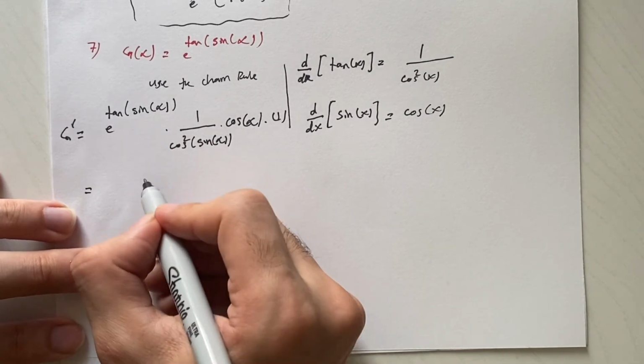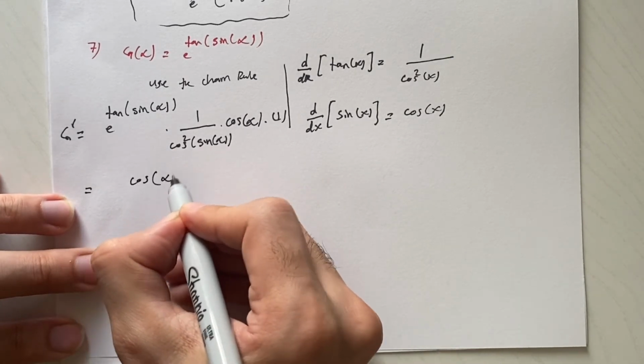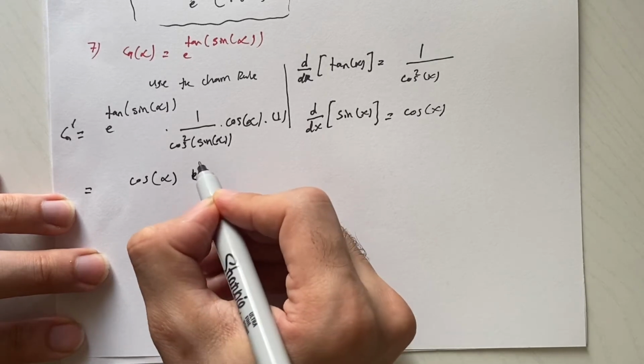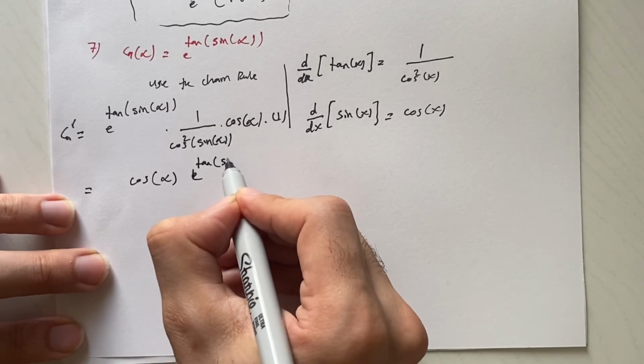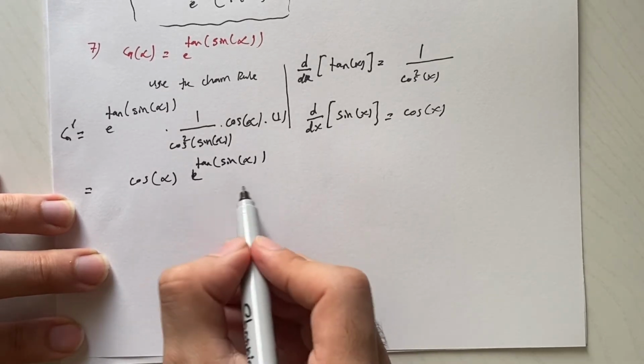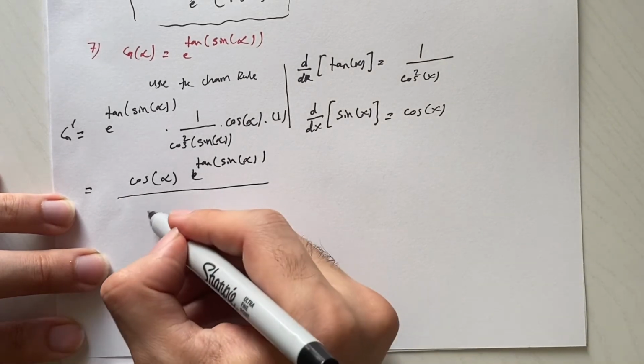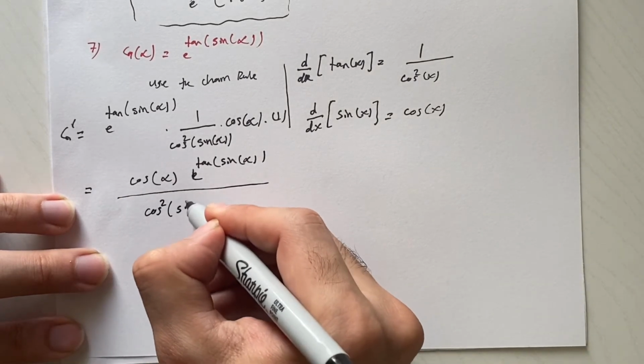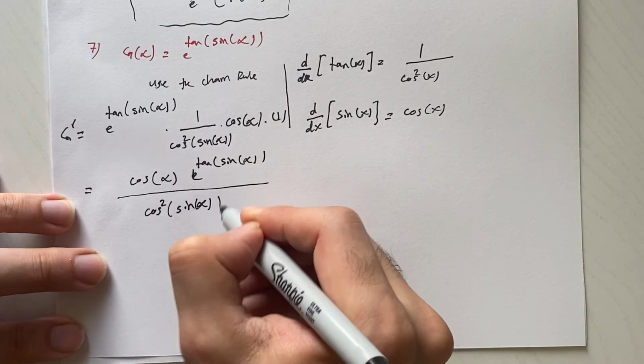Now I'm just bringing that into one fraction. So I brought the cosine alpha in the front, and then all over cosine squared sine of alpha.